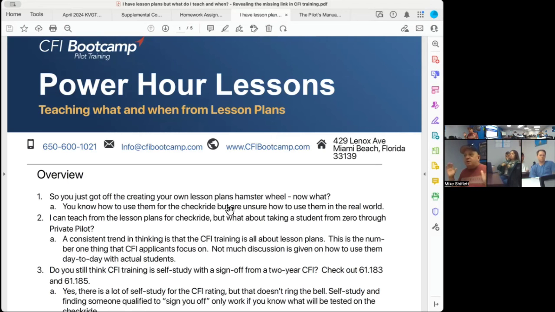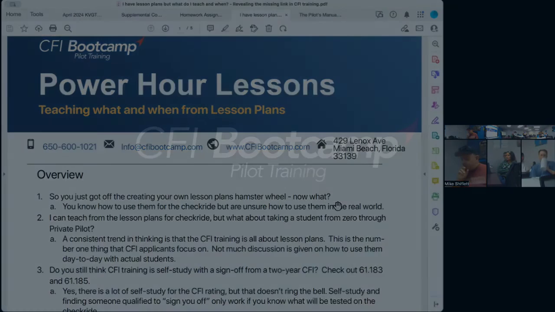So there's a big disconnect between what you're doing and how you're going to roll as a new CFI, right? You know how to use them for the checkride, but you're unsure of how to use them in the real world. So the purpose of the day is to peel back the layers of that onion and make sure you understand it.